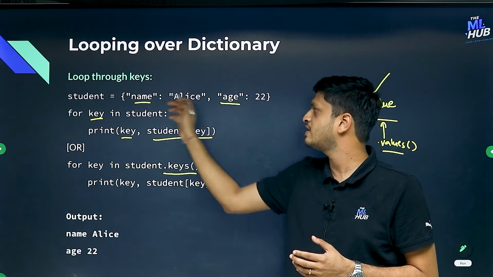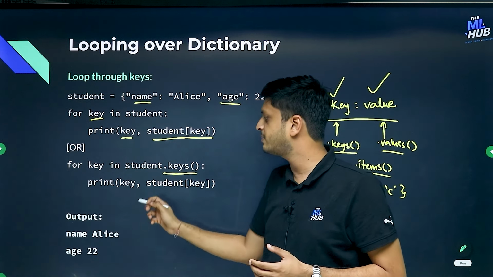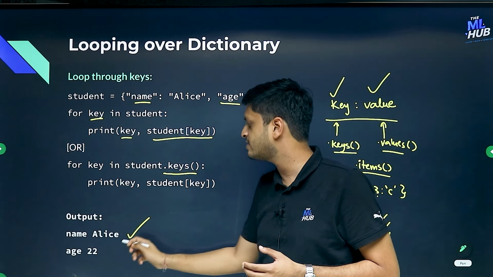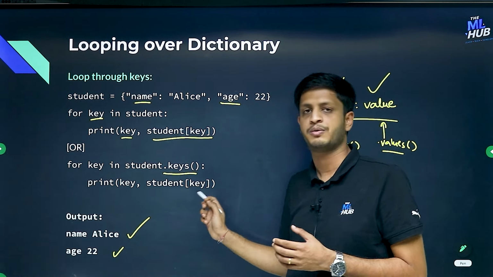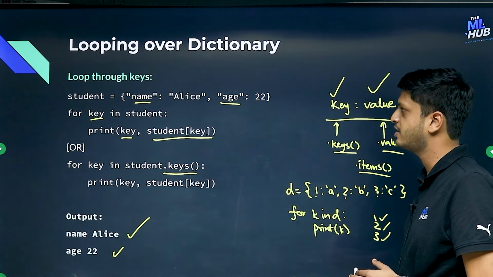It will just give all the keys one by one, firstly name and then age. So both are the same. Here for both of them, the output will be name and then the value Alice, age and then the corresponding value 22. Okay, so this is how you can loop through the keys of a dictionary.